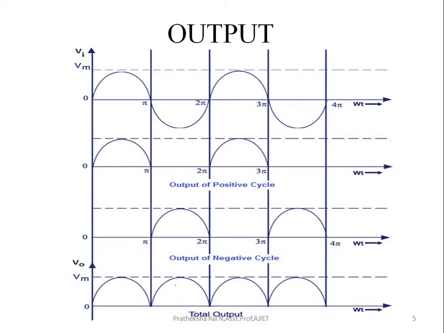Now when we combine both the cycles, we get an output waveform in this way. Whatever output is produced from 0 to pi, the same output is repeating. So the time period for this output will be from 0 to pi, because from pi to 2 pi we are getting the same output as 0 to pi. It is repeating. So this is the output diagram.